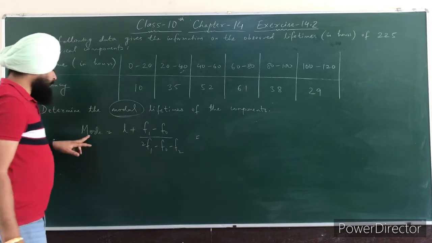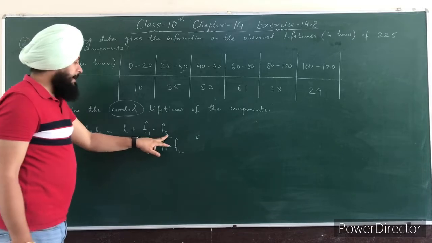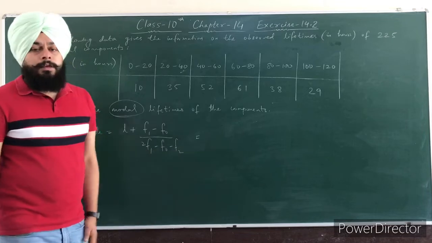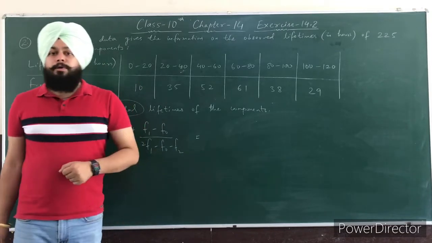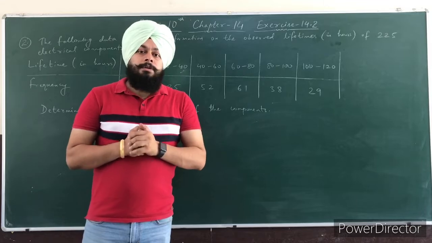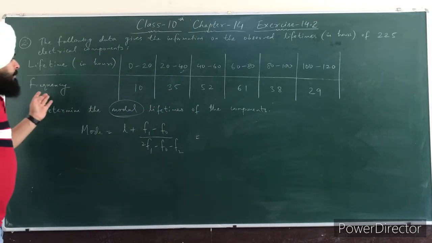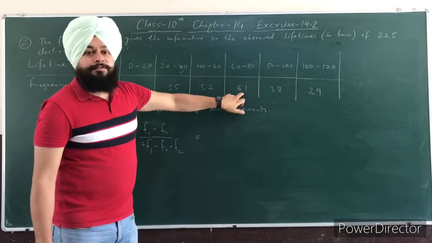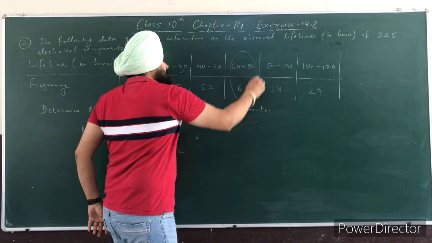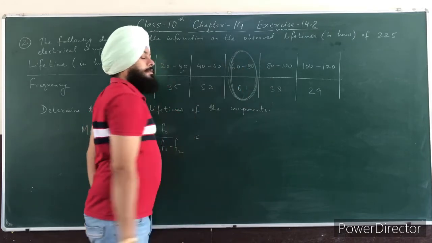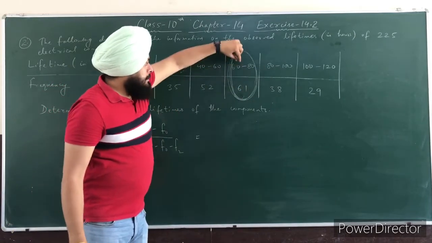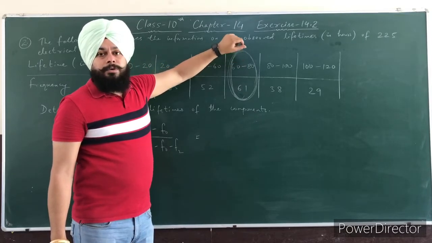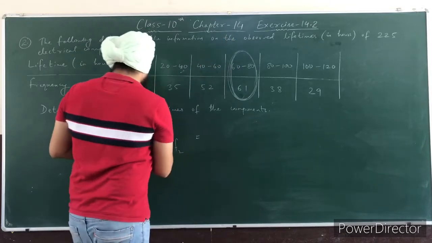So the formula to find the mode is l plus (f1 minus f0) divided by (2f1 minus f0 minus f2) times h. First we will check which is the modal class in this following class intervals. So first we will check which is the highest frequency in this data. Highest frequency is this one, 61. So this is taken as our modal class. In this modal class, the lower limit is 60. So it is l. l is the lower limit of the modal class. So put here value of l is 60.